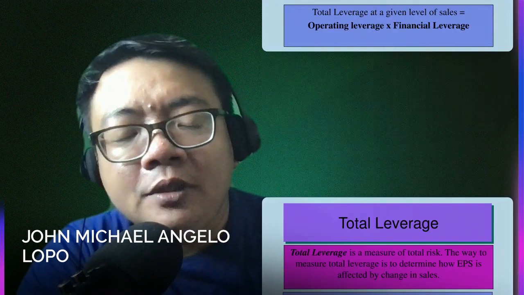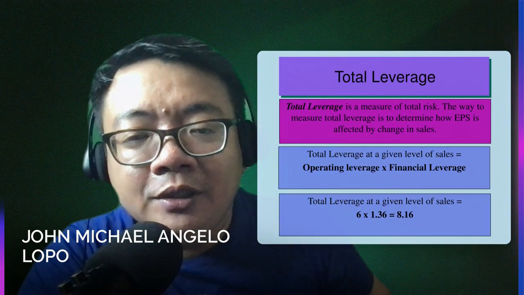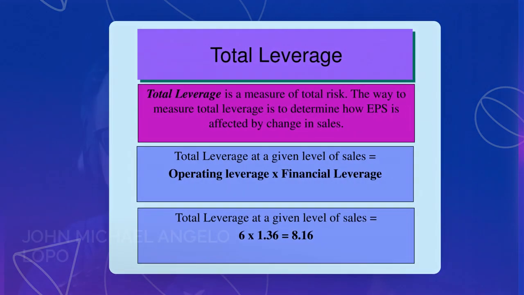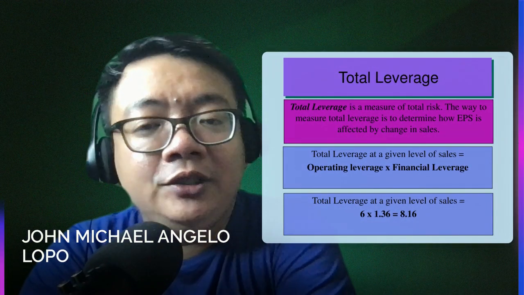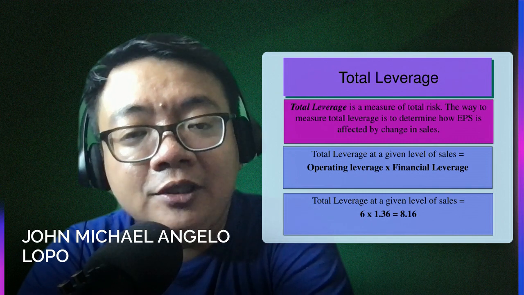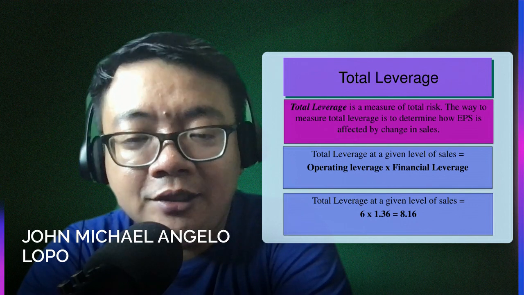Meaning to say, class, in terms of your total leverage, a while ago we computed an operating leverage of 6, just multiply it by the 1.36 of your financial leverage, and the answer here is 8.16. Again, class, total leverage is the measure of your total risk, and the way to measure it is to determine how the EPS is affected by the change in sales.